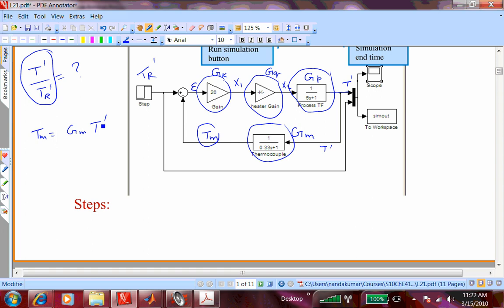Okay? Now, what is the relationship between T prime and X2? T prime is equal to GP times X2. What is the relationship between X2 and X1? So X2 is equal to GQ times X1. Am I going fast? Okay. So what is the relationship between X1 and epsilon? X1 is equal to GK times epsilon. Okay. Now what is the relationship between epsilon and TR and TM?